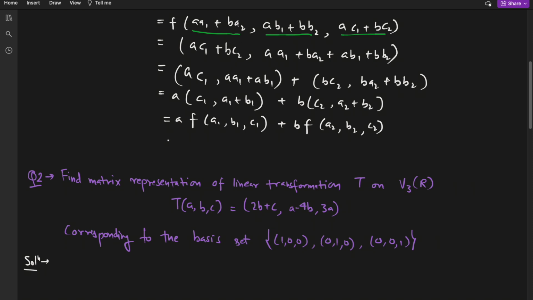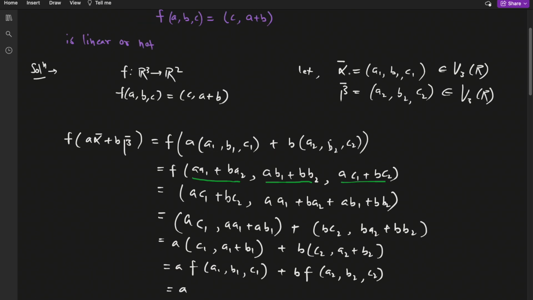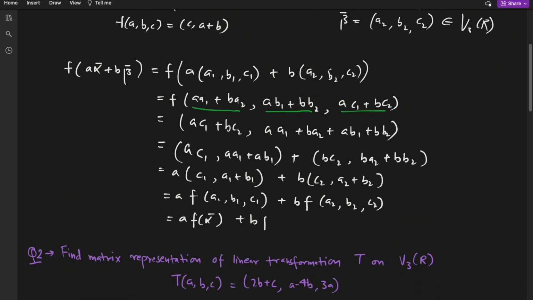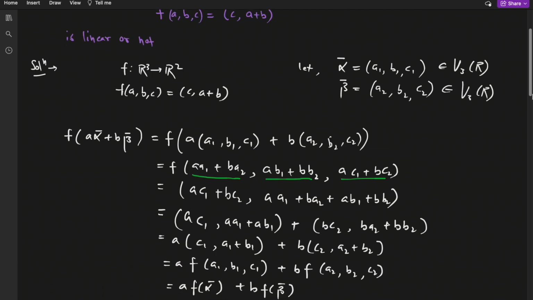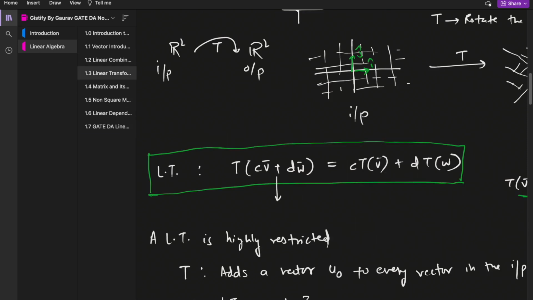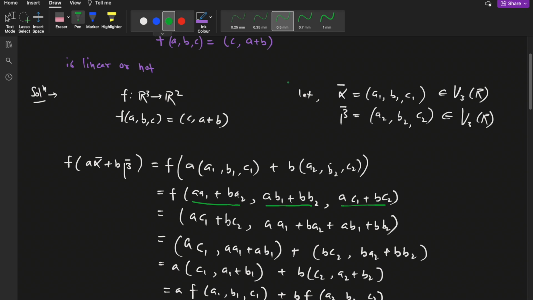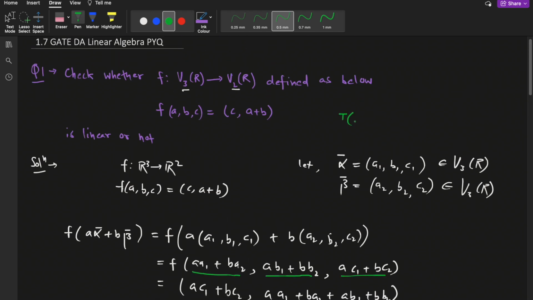And this is nothing but a times, what is a1 b1 c1? A1 b1 c1 is nothing but alpha, the vector alpha. And plus what is a2 b2 c2? It is nothing but the vector beta, right? So this can be written as f of beta. Now you see that we have proved that f of a times alpha plus b times beta, that property which I have just told you, this property of t times a v plus b w, is the linearity property. And we have proved this, right?